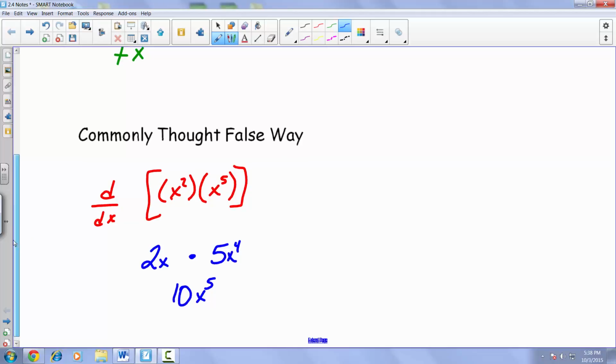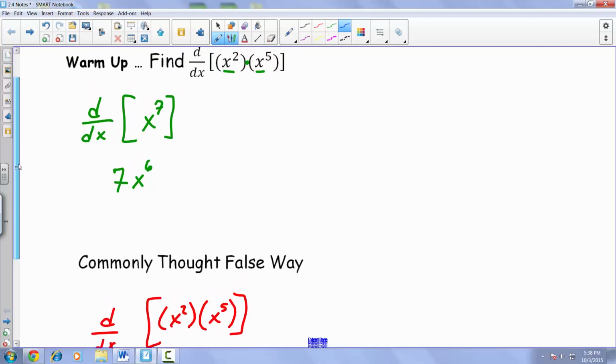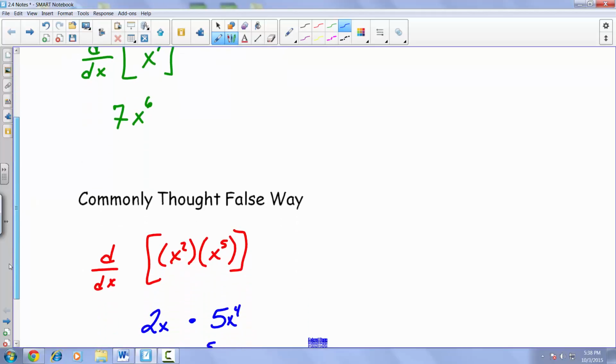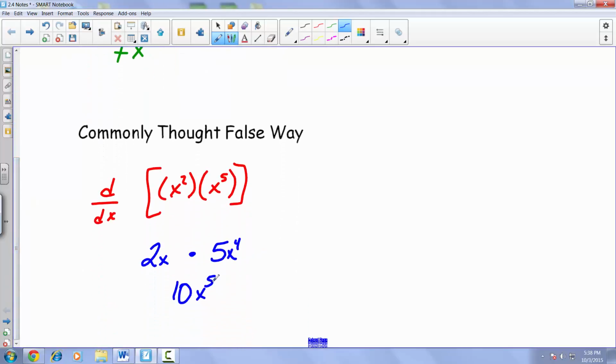But unfortunately, as you can tell, that did not match with what we did algebraically to find that derivative. And as a result, this commonly thought false way is incorrect. You can't just take the derivative with respect to x of this first piece and the derivative with respect to x of this second piece and then just multiply them together.